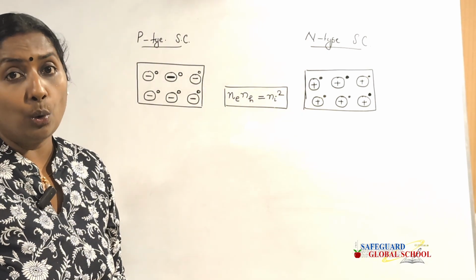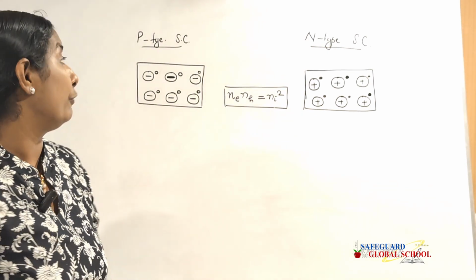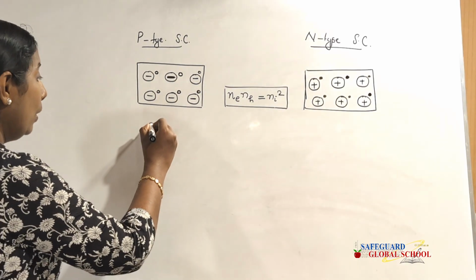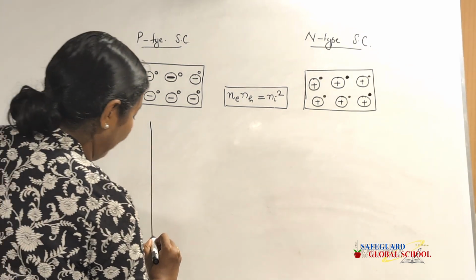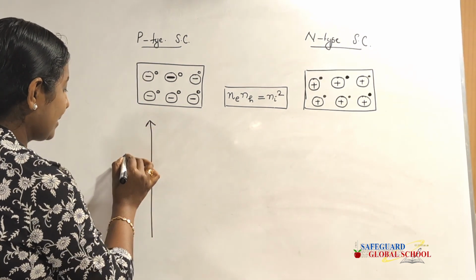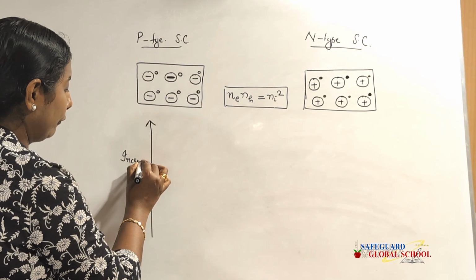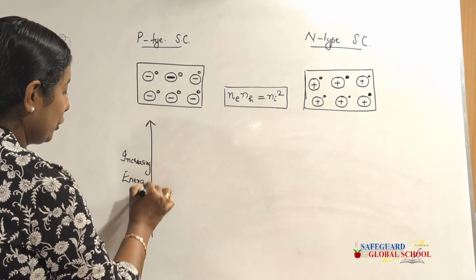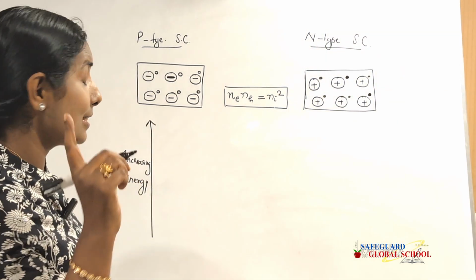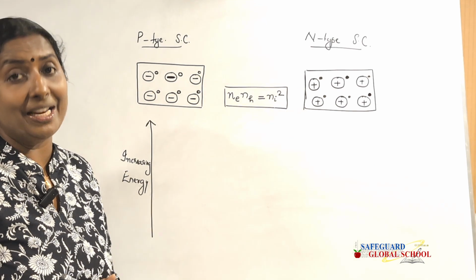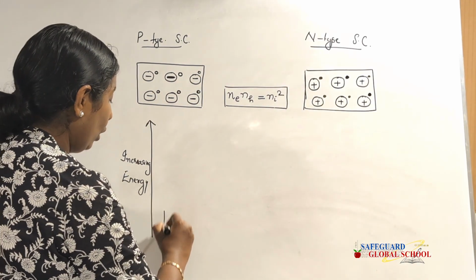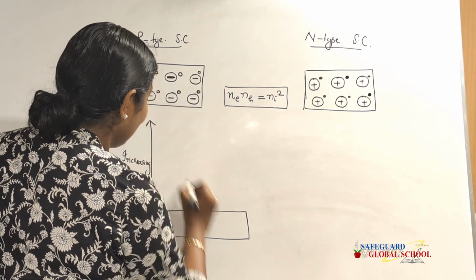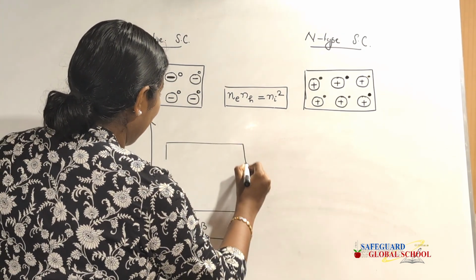Continuing, let us go to the band gap diagram of a P-type semiconductor and an N-type semiconductor. Listen children, we are going to draw the band gap, and you already know what the y-axis is. Increasing energy, we have drawn already in the previous classes. And what are the two types of bands? Just remember, yes, the valence band and the conduction band. We know there is a valence band here and there is the conduction band here.